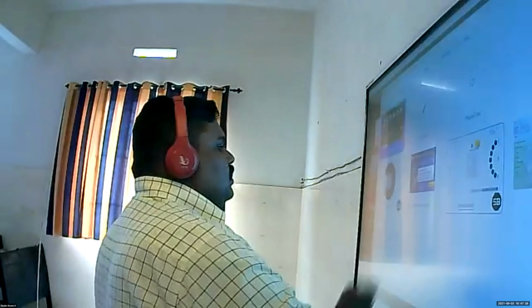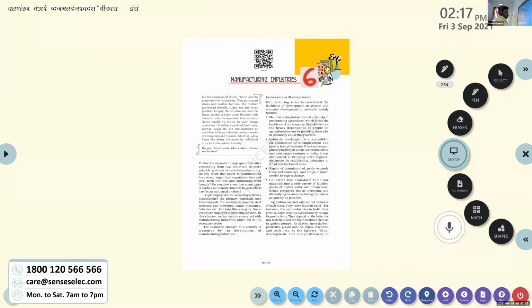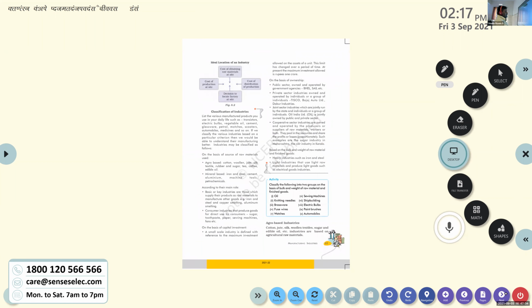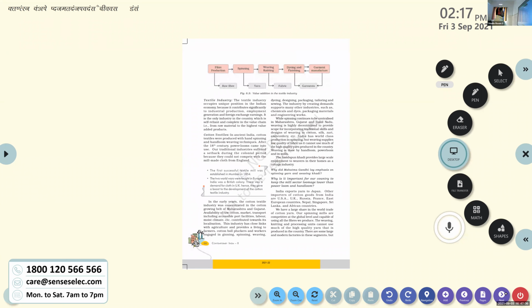Before that, you have to observe all these things from the textbook. So please open your textbook. We are going to discuss the cotton textile industry from your textbook, that is page number 66. Please take that.